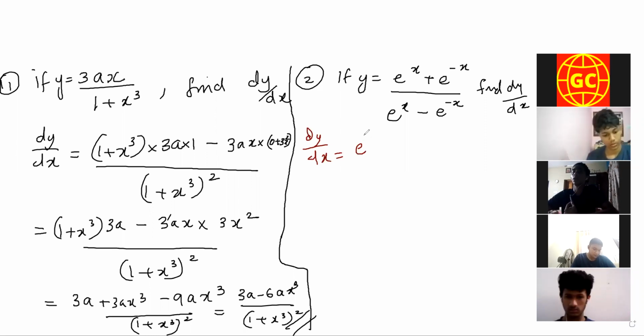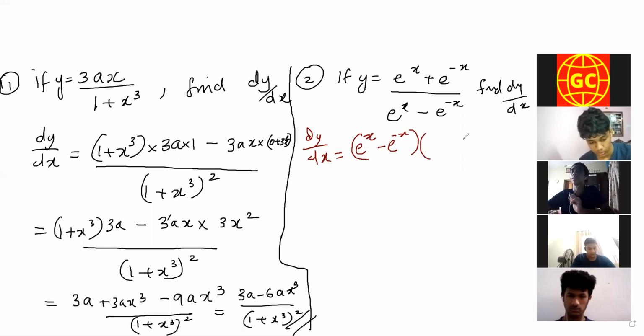What is the rule? Denominator, e^x minus e^-x, into the derivative of the numerator. What is the derivative of the numerator? e raised to x. The derivative of e raised to x is e raised to x itself, plus the derivative of e raised to minus x, which is e raised to minus x itself into the derivative of minus x. We have to apply the chain rule now because inside this we have e and minus x. So into minus 1. Understood?